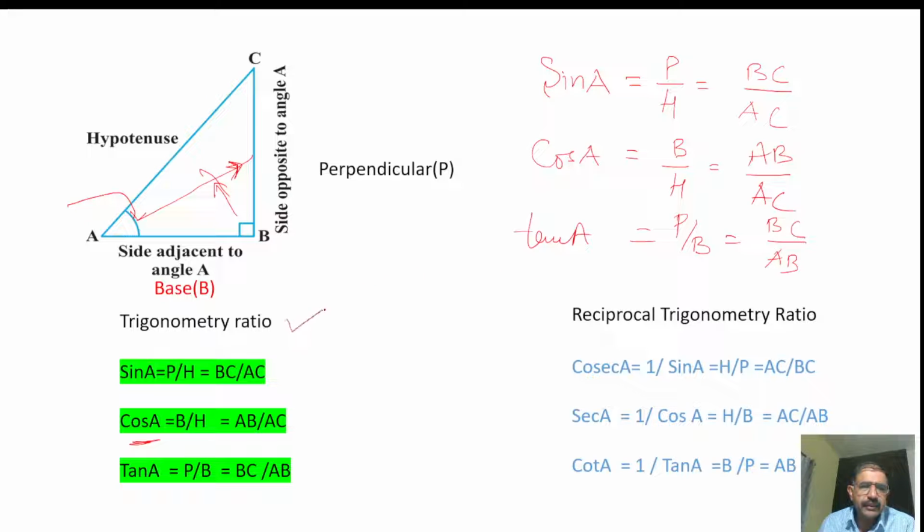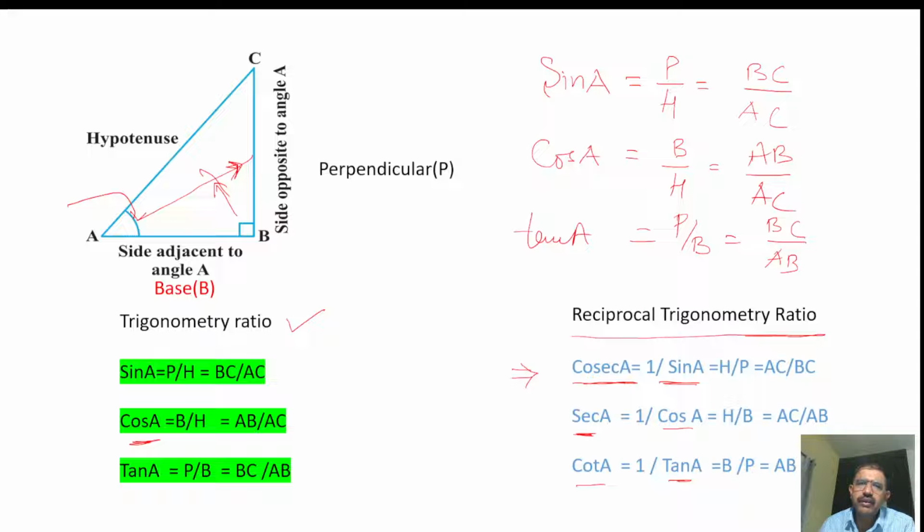Now these are the trigonometric ratios. Now we can discuss reciprocal trigonometric ratios. Reciprocal is just 1 by. So cosec A is basically 1 by sin A. Sec A is the reciprocal of cos, so 1 by cos A. Cot A is the reciprocal of tan, so 1 by tan A. And we can find out their values.